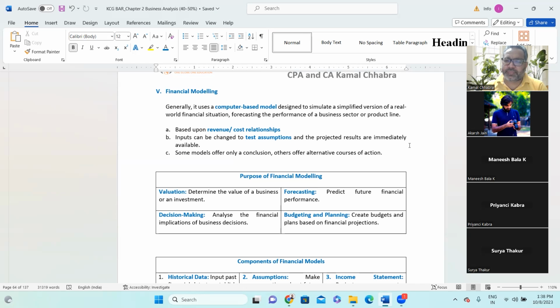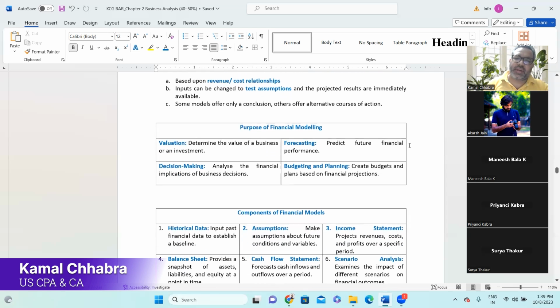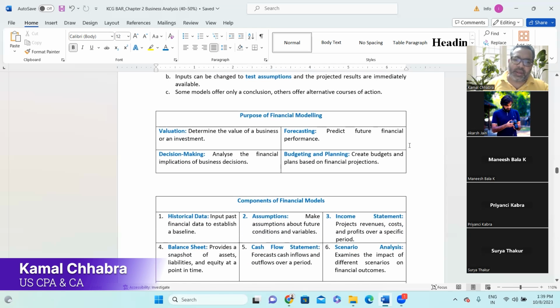Have you guys seen that? Yes, sir. Right? So in the EMI calculator, if you change the percentage of interest rate, it will automatically change the EMI value. Right? Correct. So same thing is what they are saying. Some models offer only a conclusion and others offer alternative courses of action. So there are different types of financial models which offer different kinds of suggestions to the management.